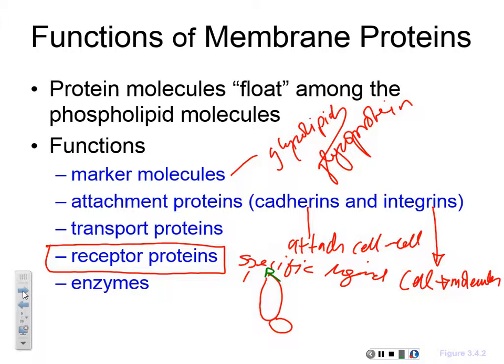All right, and then of course enzymes that will catalyze certain reactions. And enzymes themselves are proteins. It could be an enzyme that's going right through the membrane, and then it will catalyze a reaction that will affect the proteins inside of the cell. Right?